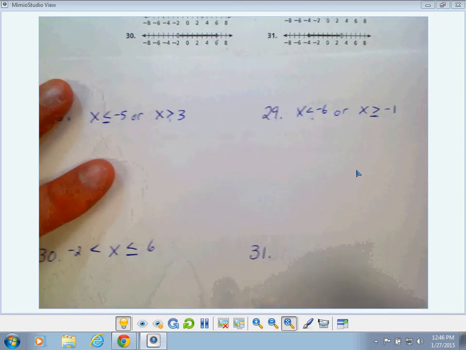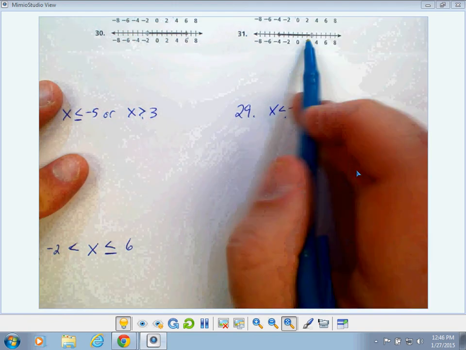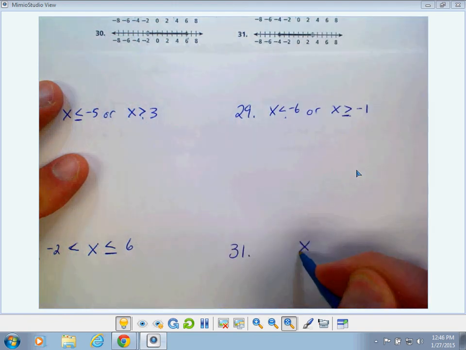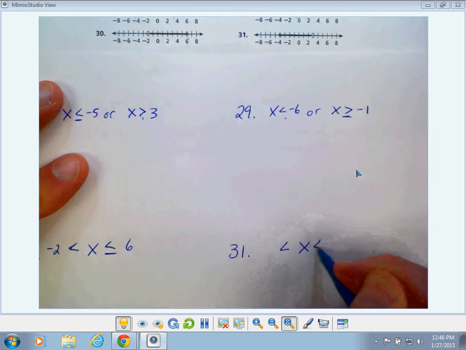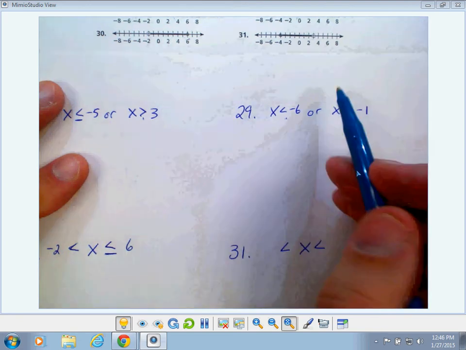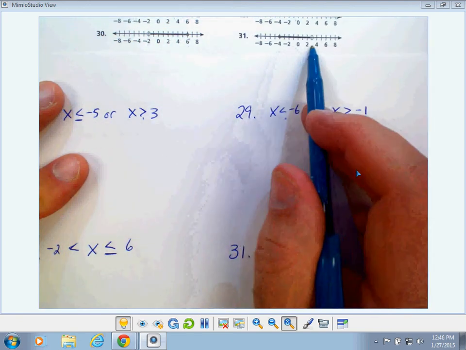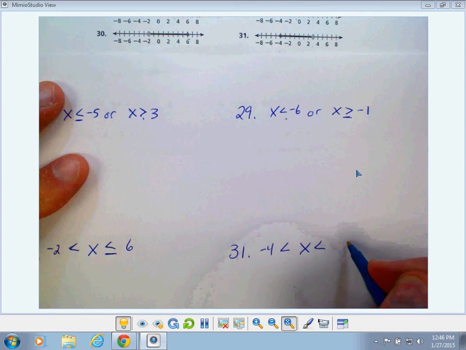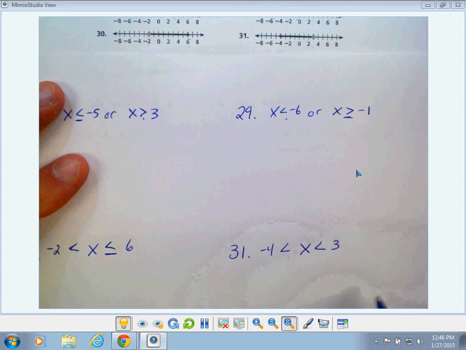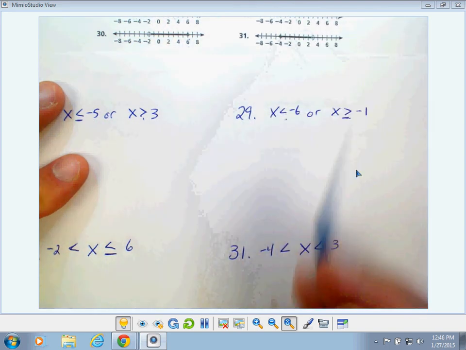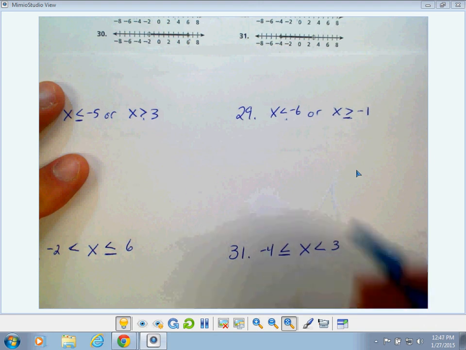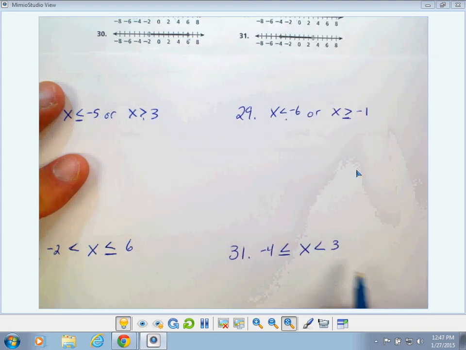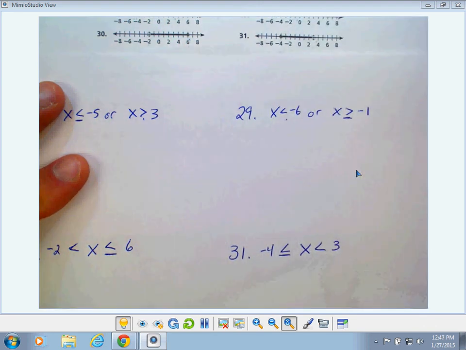So let's do 31 the same way. Again, I see shading between two numbers, so that should make it pretty easy to write the x and the two inequalities. And then it's -4 up to +3. So -4 on this side, 3 on this side. The -4 has a closed dot, so I should put a line there. And the 3 is an open circle, so it stays alone.